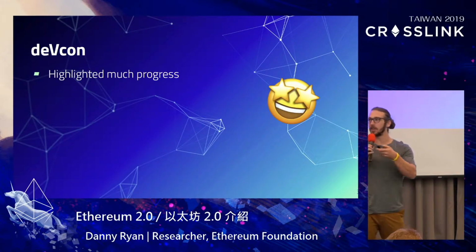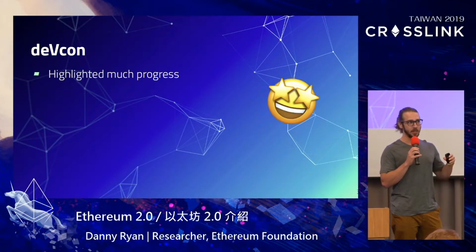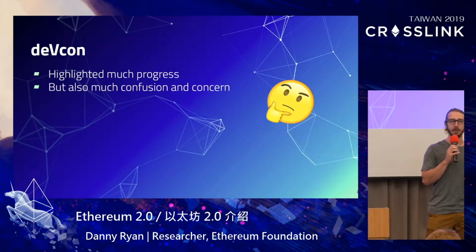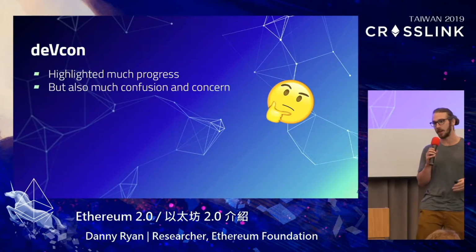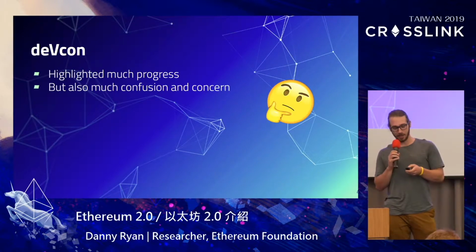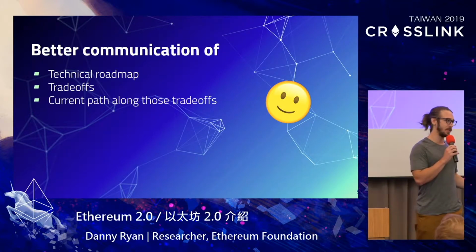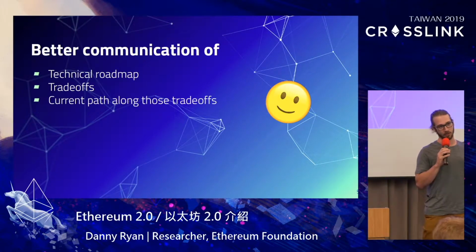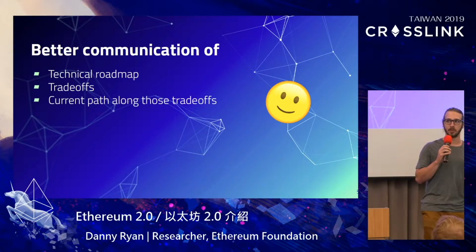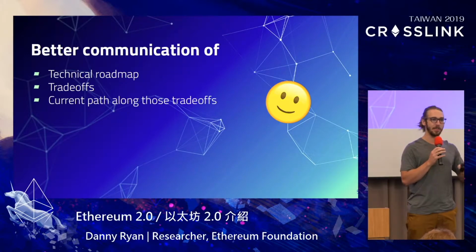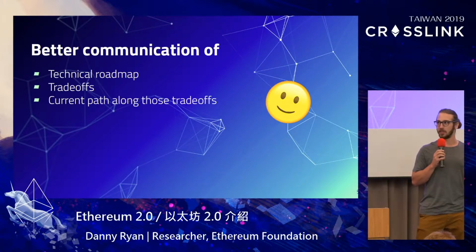But we also had many discussions at DevCon, which highlighted a lot of confusion and concern about different parts of the roadmap and how it may or may not affect users, may or may not affect developers, and things like that. After DevCon, one of my goals is to better communicate the technical roadmap to you and developers in general, and to discuss the trade-offs, and to also give clear indication about the path that we plan to take following these trade-offs.